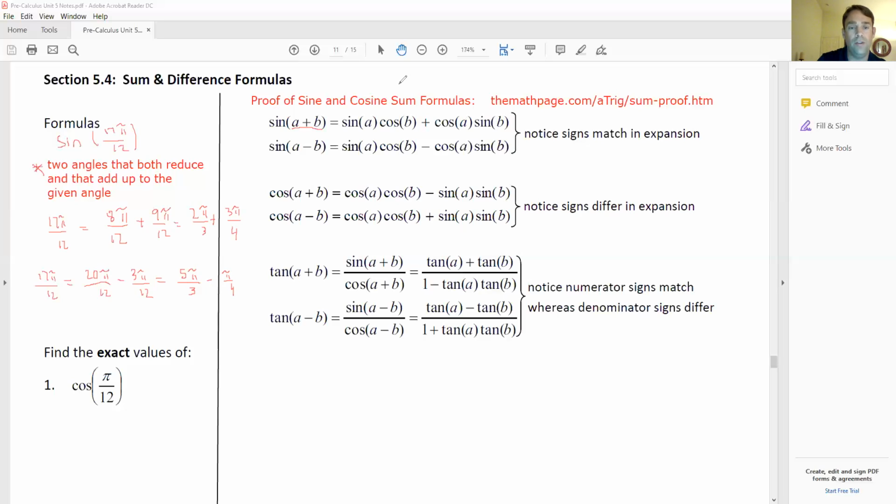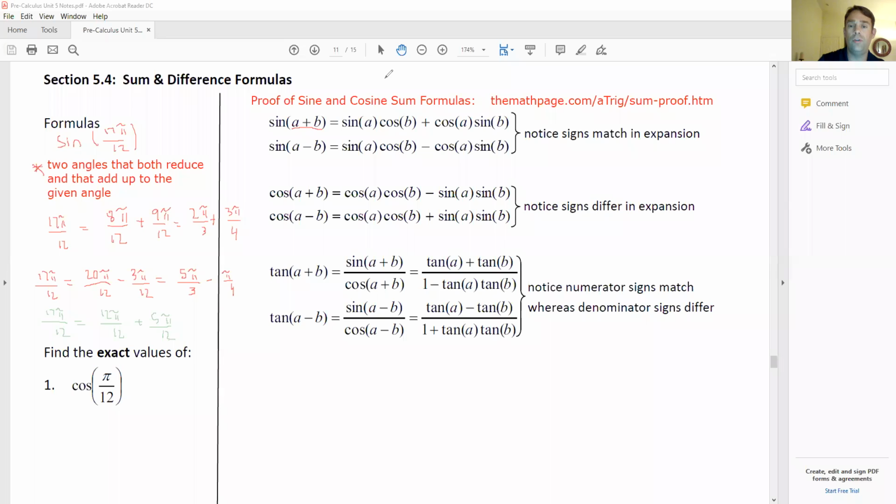What we can't do is pick an angle that might simplify with an angle that doesn't simplify. So for instance, I wouldn't come out here and say, oh, let's use 12 pi over 12, since that's going to be pi, that simplifies, and then add 5 pi over 12 to it. We wouldn't do that because 5 pi over 12, we don't know anything about that one. That one's not on our unit circle.